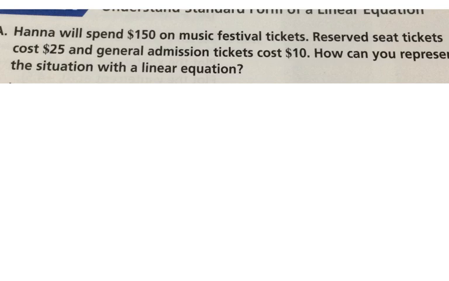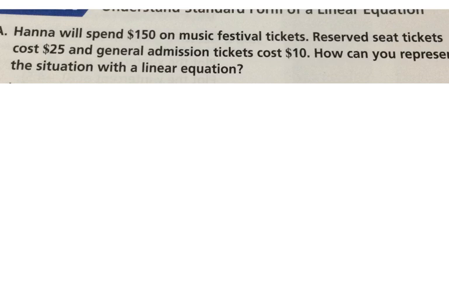How many people go? How many tickets you want? Which ticket she wants? If she wants to get reserved seats or general. In our heads, we could kind of figure out what's something that Hannah could do with $150. She could buy 15 general admission tickets and no reserved tickets. That's one option. What else could she do? Six reserved seats, and no general admission tickets.